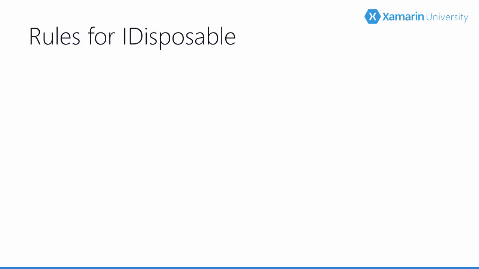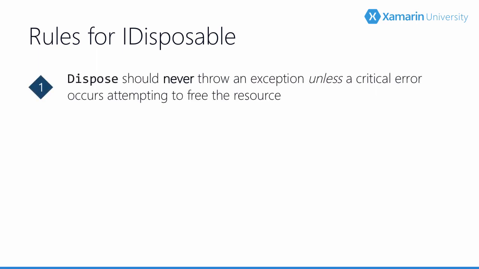Now, there are some rules that we have to follow when we implement IDisposable. The first thing is that Dispose should never throw an exception. I'm going to provide a slight caveat to this: if the type that you're trying to dispose fails and you get some kind of critical failure that destabilizes your application in some way, in other words, it makes the runtime unavailable or holds a whole bunch of stuff that we simply can't run anymore, then in that case, it is legal to throw an exception.